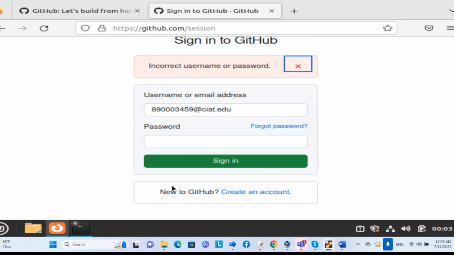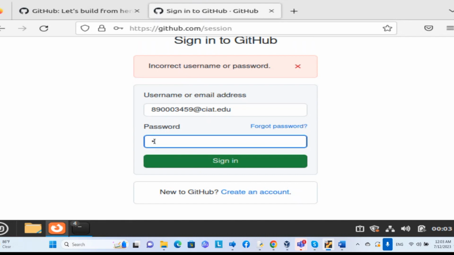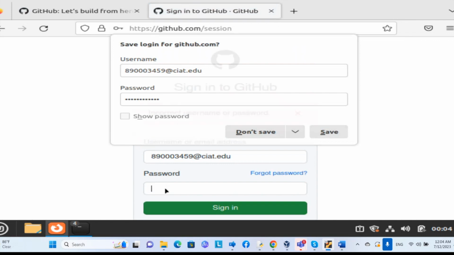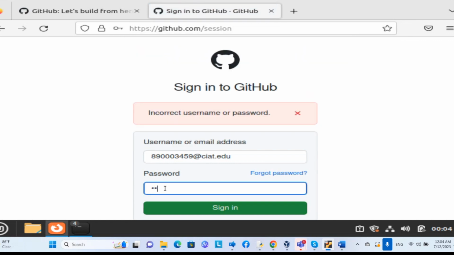So what happened? Incorrect username or password. Why? I mean, you need to put the password, right? Yeah, I've typed it like 8 times already, and the new one, and it won't let me. Okay. So your password is correct, right? Yeah, it should be.